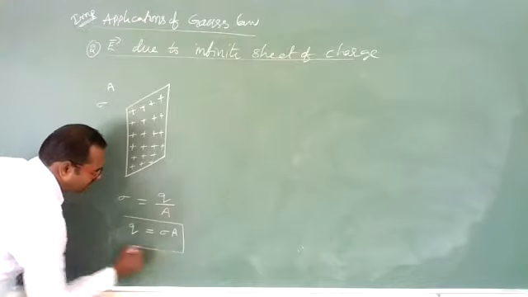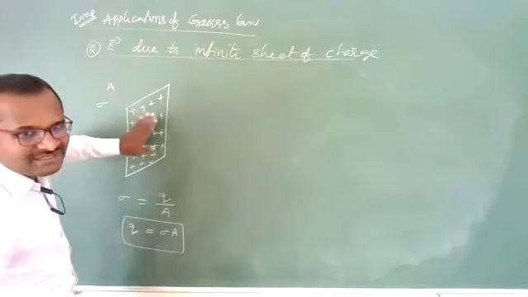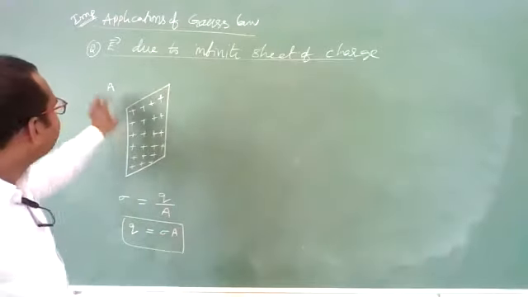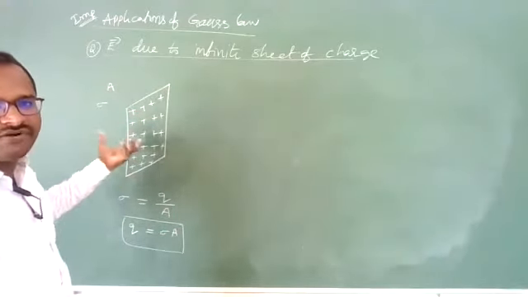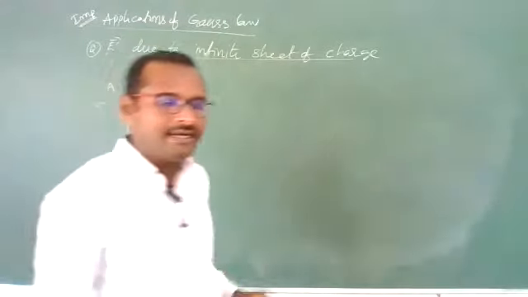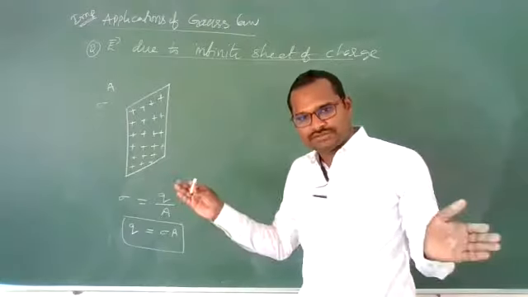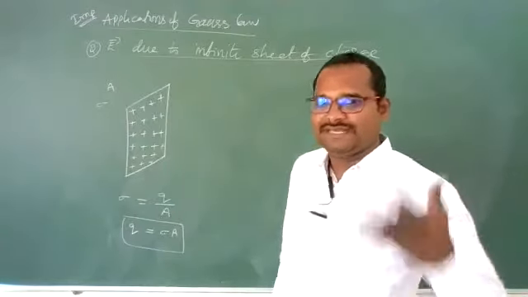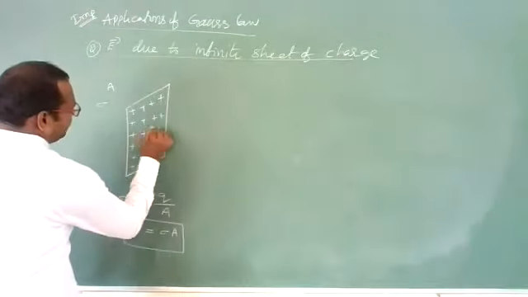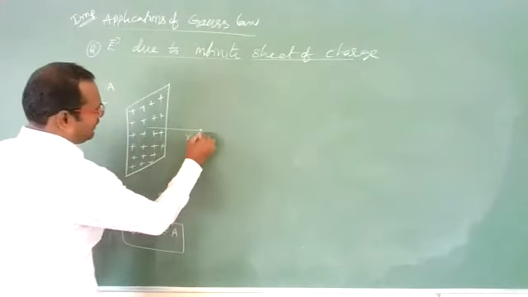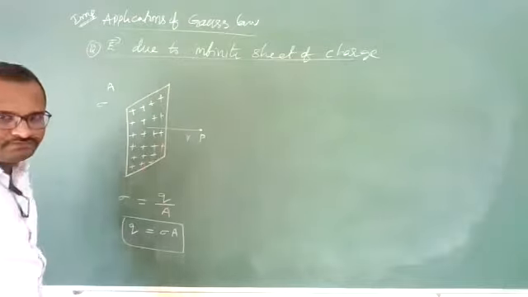Yes, this point you need to remember. How much charge is present on that sheet? Sigma into A. Sigma value they will give you, and area of this sheet also they will give you. You can find the charge on that sheet. Now due to this sheet of charges, at one particular distance, what will be the electric field? Let us suppose, from this sheet at a distance of r, I want electric field at this point P.